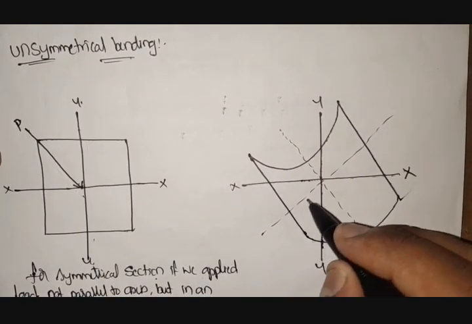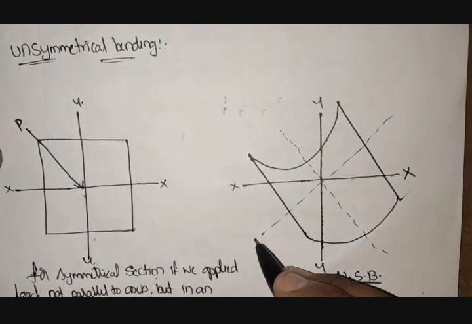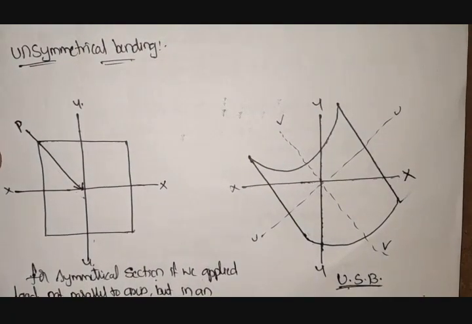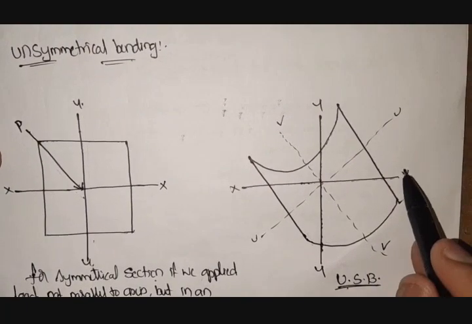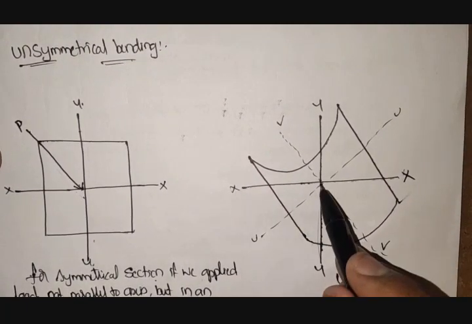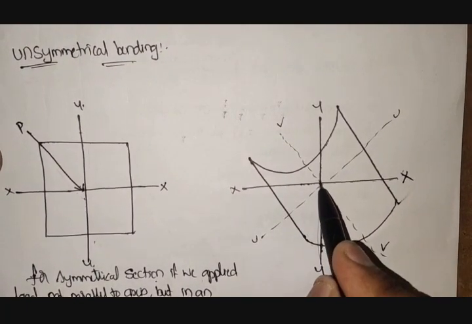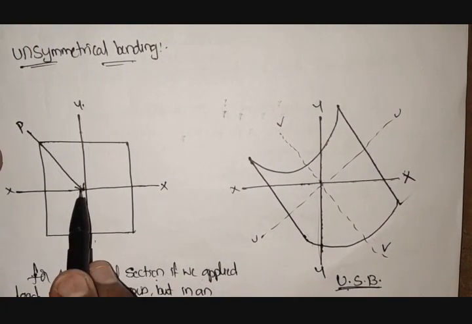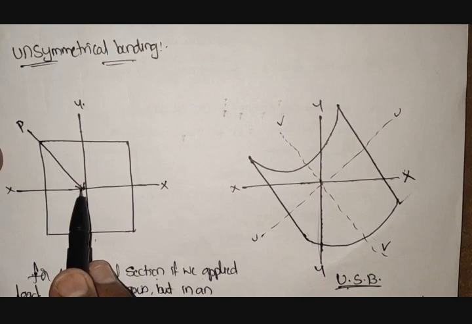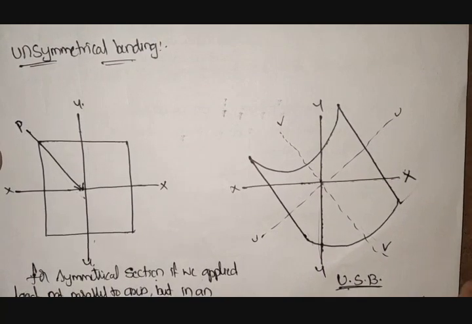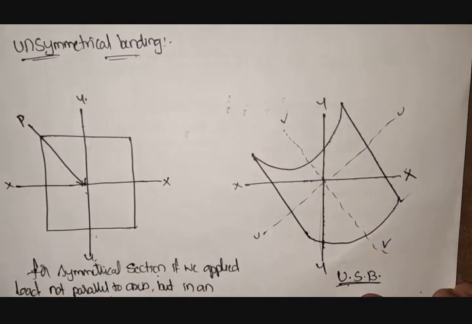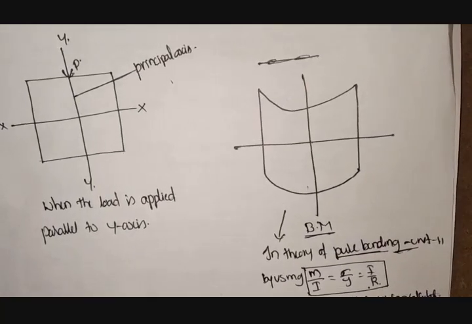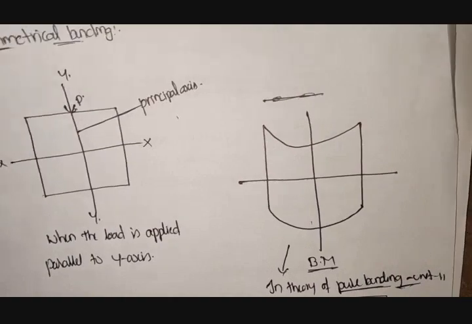And with the help of this unsymmetrical bending, other axes are going to develop. Consider them as UU and VV. So these are the permanent axes, x and y. These are the principal axes, and these are the axes which are developed with respect to the loading condition. So this is symmetrical and unsymmetrical bending. Now we will see what are the principal axes and what is the principal moment of inertia.